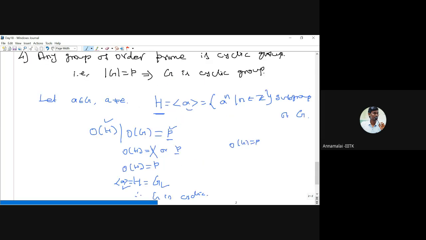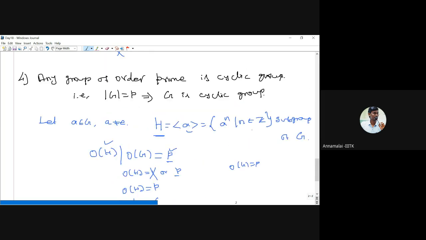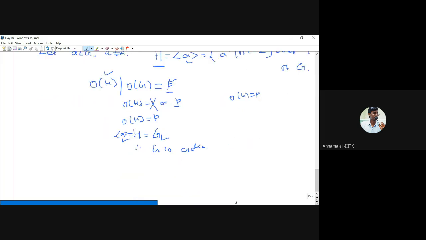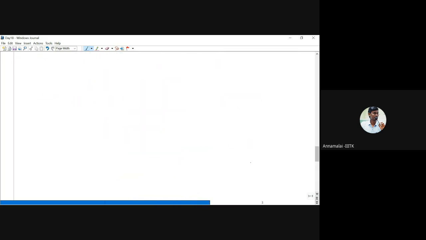Therefore, any group of order prime is cyclic. What about the prime square? Any group of order prime square is an abelian group, but we cannot say it's a cyclic group in general. Okay, I will come to the next one.